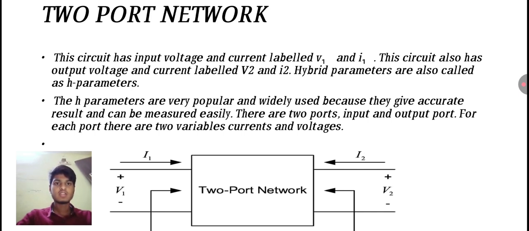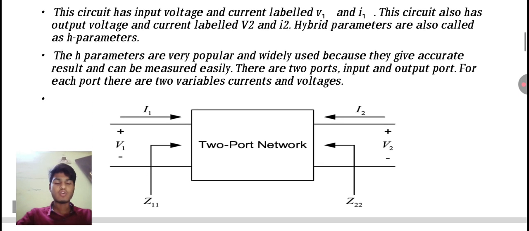The H parameters are very popular and widely used because they give accurate results and can be measured easily. There are two ports, input and output ports. That's why it is called a two-port network. For each port, there are two variables, current and voltage: I1 input current, V1 input voltage, I2 output current, V2 output voltage.